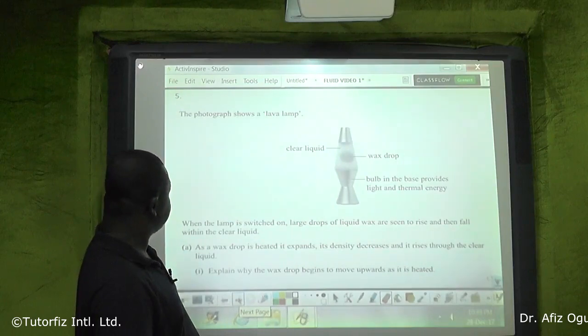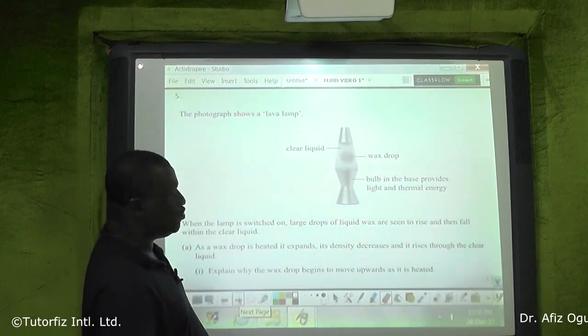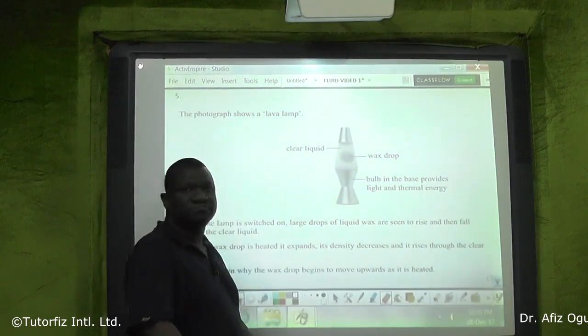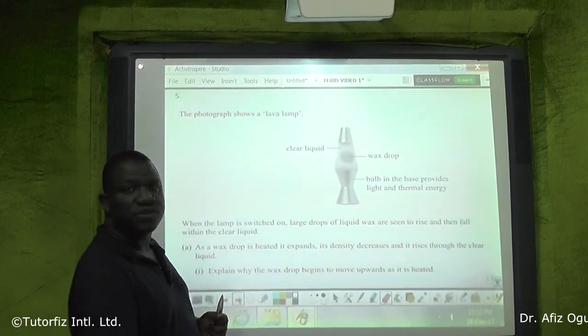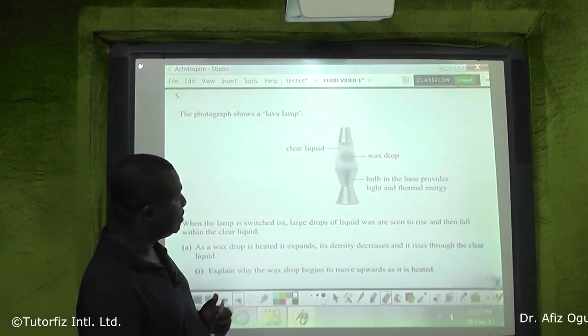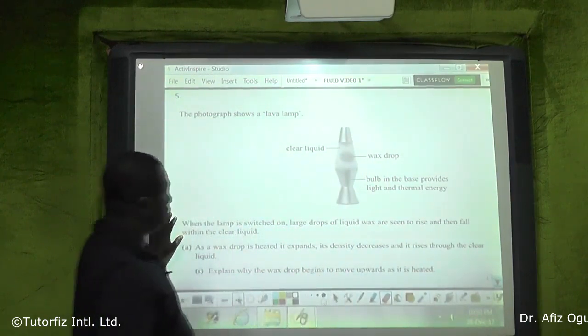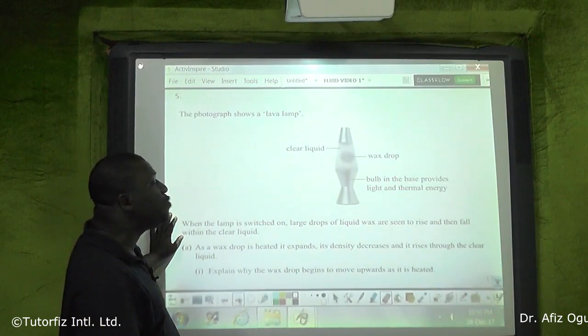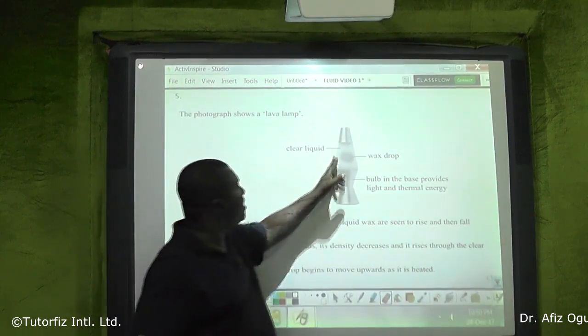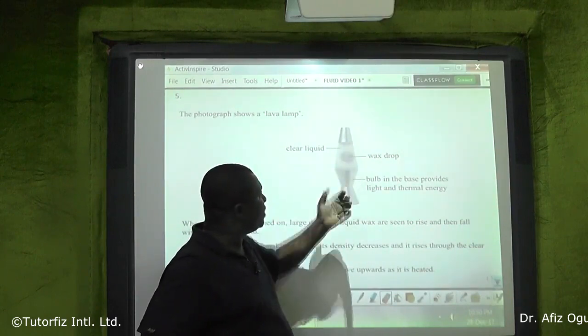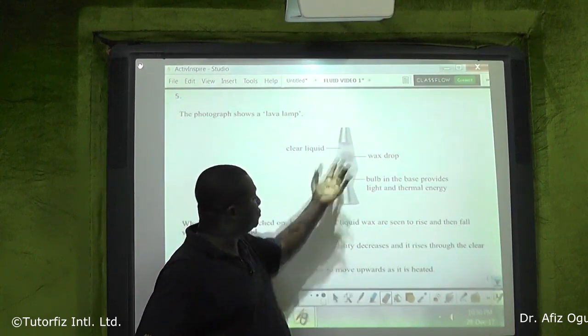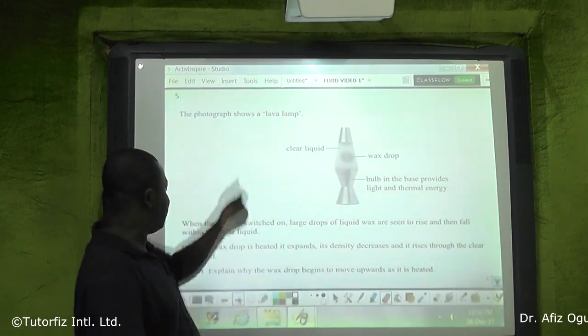This is another one. I think this will be my last question. The photograph shows a lava lamp. This is a lava lamp. You all know it. Some lamps you use for decoration. That is a wax drop inside. When the lamp is switched on, large drops of the liquid wax are seen to rise and then fall within the clear liquid. There's a clear liquid, there's a wax drop. When it is switched on, large wax drops are seen to rise and then fall.